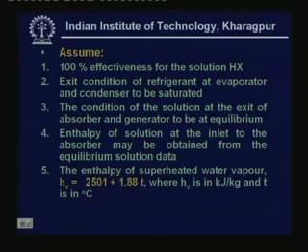And the enthalpy of superheated water vapor can be obtained from this equation. HV is equal to 2501 plus 1.88 T, where HV is in kilojoule per kg and T is in degree centigrade.